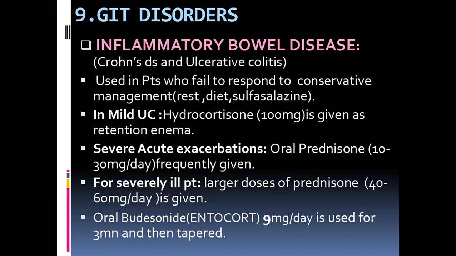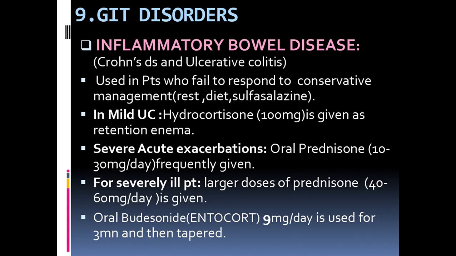Then gastrointestinal disorders, GIT disorders like inflammatory bowel disease, Crohn's disease and ulcerative colitis. Glucocorticoids are used in patients who fail to respond to conservative management, rest, diet, sulfasalazine. In mild ulcerative colitis, hydrocortisone 100 mg is given as a retention enema.